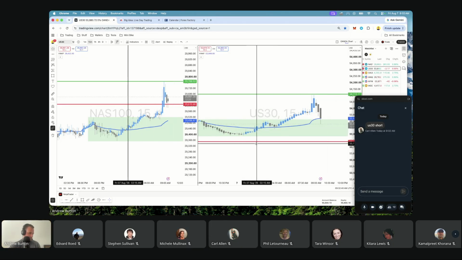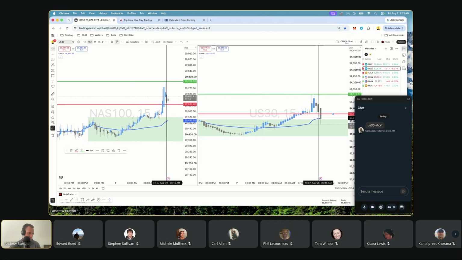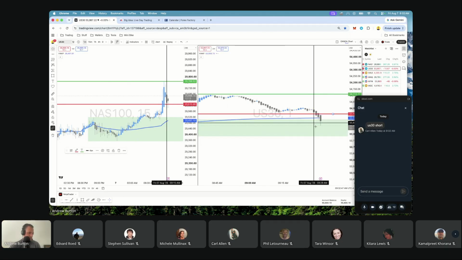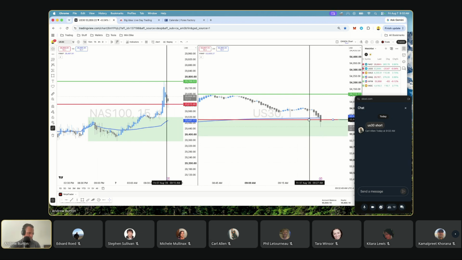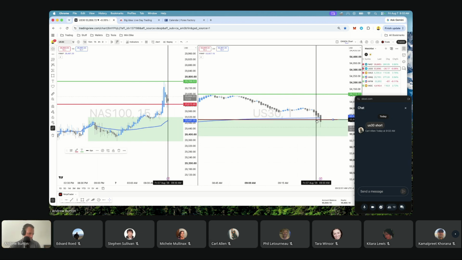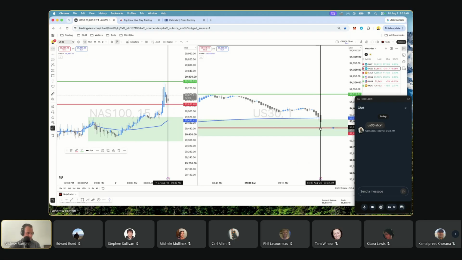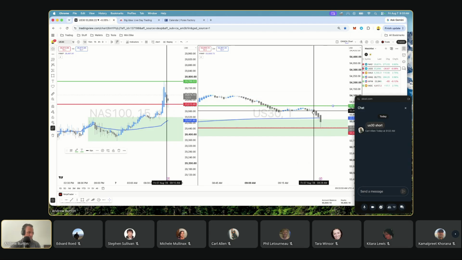Let's see. Oh, I'm on the 15-minute chart. Yeah, it's giving us a nice short here. This is our 32 candle though. So the model is we'd have to wait for that candle to stop, but it is giving a short.